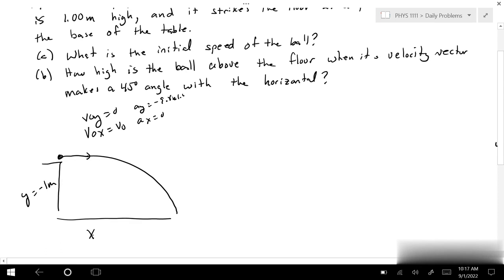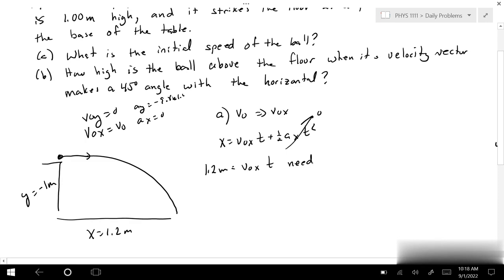So our Y is minus 1 meters because it's going down, and our X is equal to 1.2 meters. In our X direction, we don't have any things to break apart in angles. We're trying to find our V initial, but we know that is equal to our V naught X. So we need to find our V initial in the X direction, so we have to work with our X equation. X is equal to V naught X times time, plus 1/2 A sub X t squared. I know that term is 0, because our acceleration in the X direction is 0. I know 1.2 meters is equal to V naught X times time, so I need time.